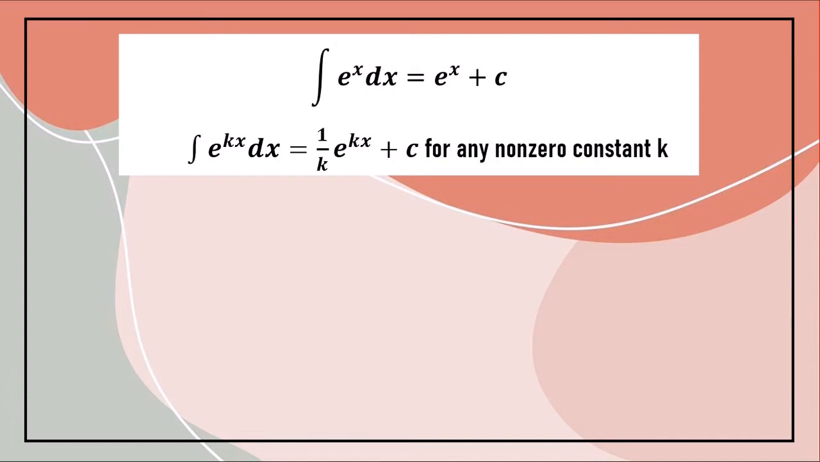Next is the indefinite integral of exponential. So the first one is the indefinite integral of e raised to the power of x dx is e raised to the power of x plus c. The next one is the indefinite integral of e raised to the power of kx dx equals 1 over k times e raised to the power of kx plus c for any non-zero constant k.